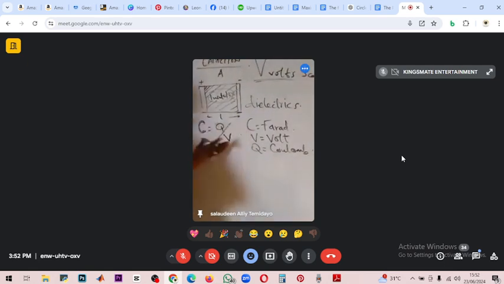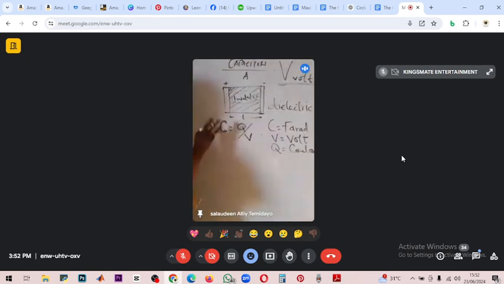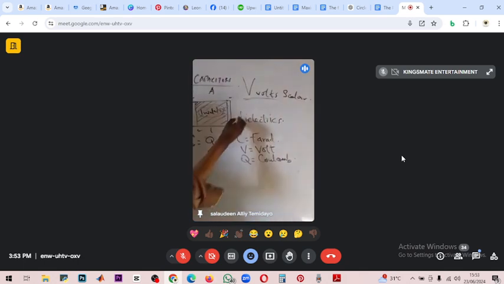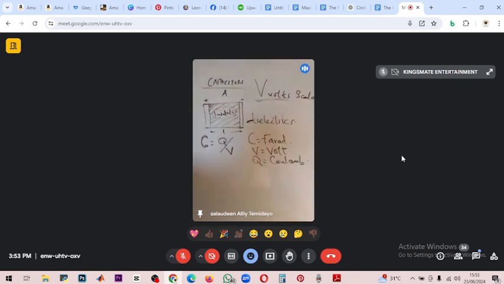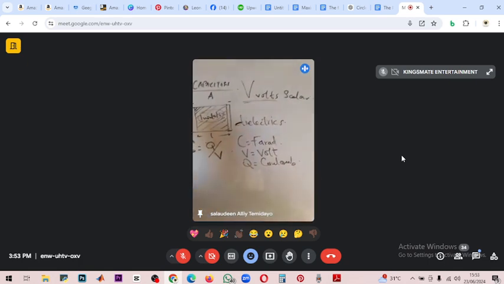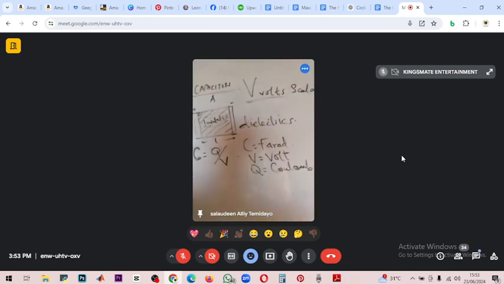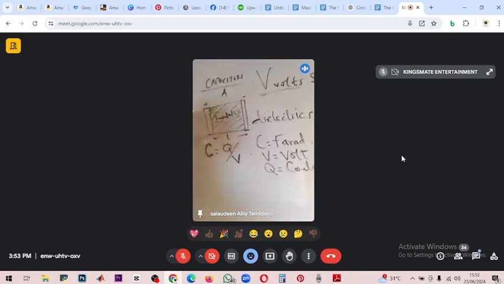So C equals Q over V. So I'm thinking of something now. That's the main reason I wanted to use the material. So I won't be going out of what is inside the material.